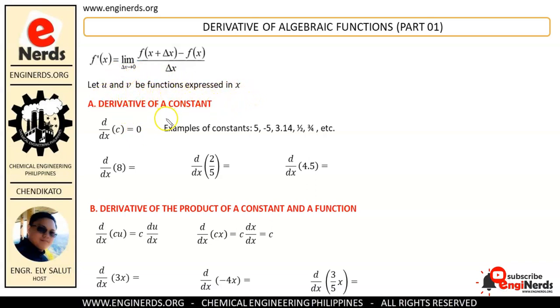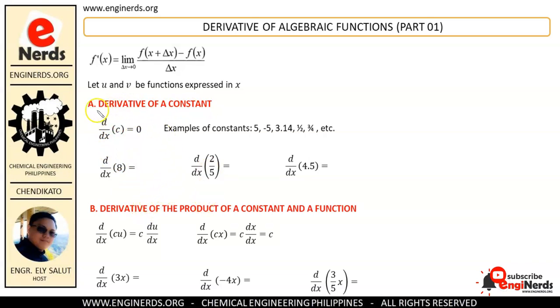Okay? Now, itong mga properties na ipapakita natin for the derivative of algebraic functions, kailangan na ma-master natin to kasi gagamitin natin to ng madalas sa mga problems natin for differential calculus and in fact, until the integral calculus. So, mahalaga talaga na ma-memorize natin itong mga ipapakita natin sa inyo ngayon and magamit natin siya and ma-practice, no?